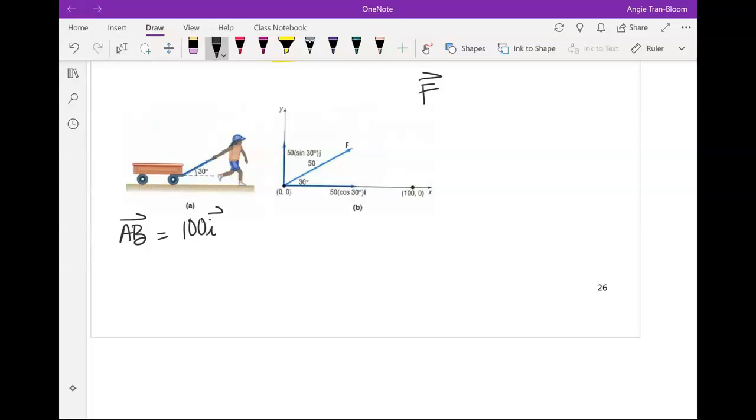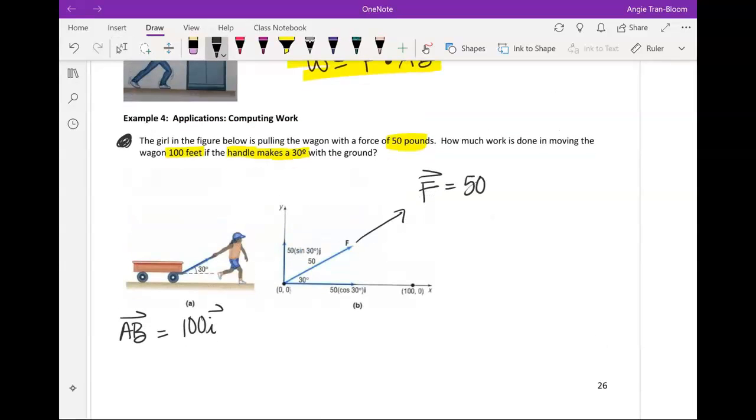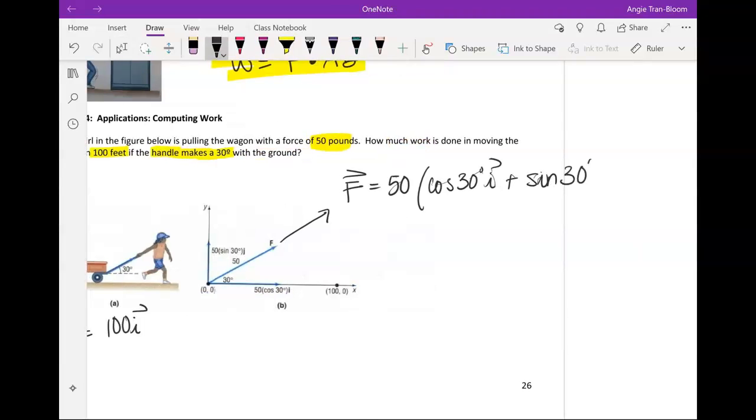Now the force is this one right here. We know the force has a magnitude of 50 pounds, and it has an angle of 30 degrees. So we are going to put it in polar form: 50 times cosine of 30 degrees in the i direction plus sine of 30 degrees in the j direction. So how do we get this force? We go this distance and we add this distance to get your force. Let's compute cosine and sine of 30 degrees.